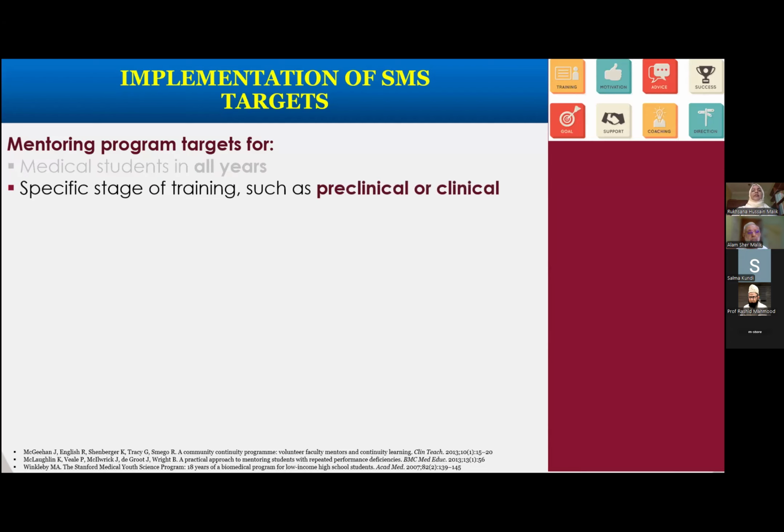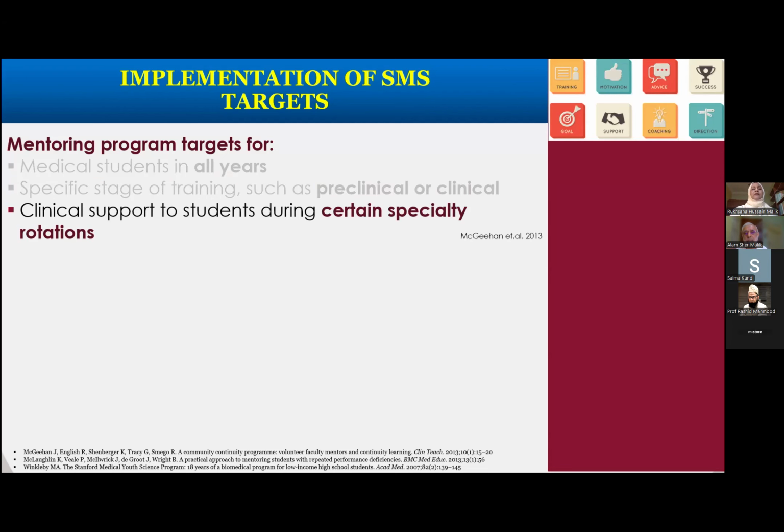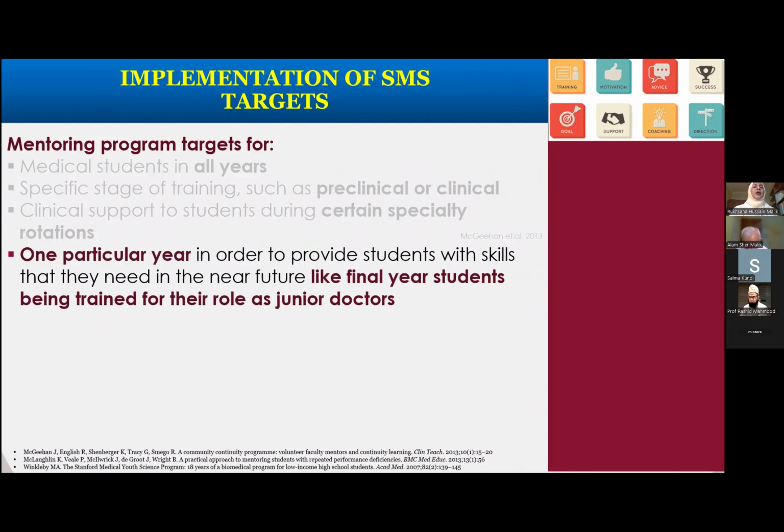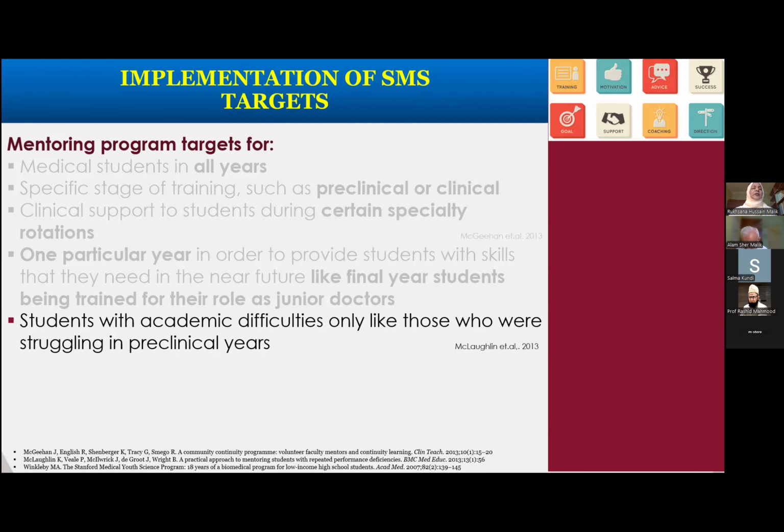Specific stages of training, such as preclinical and clinical, we have to take care of clinical support to students during certain specialty rotations. This is another target for the mentors and the training specialists. In one particular year, in order to provide students with skills that they need in the near future, like in the final year, students are being trained in the role of a junior doctor. So some special sort of mentoring is done. In fact, some modules are organized for the students too.